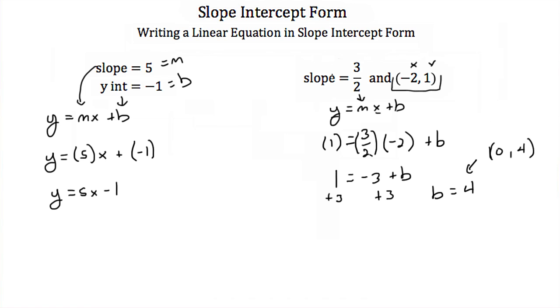So let's write this in slope-intercept form. Again, it's y is equal to mx plus b. So let's plug in our slope of 3/2 for m and our intercept of 4 for b. And we'll end up with y is equal to 3/2 times x plus 4, which is our y-intercept. So our linear equation in slope-intercept form is y is equal to 3/2 x plus 4.